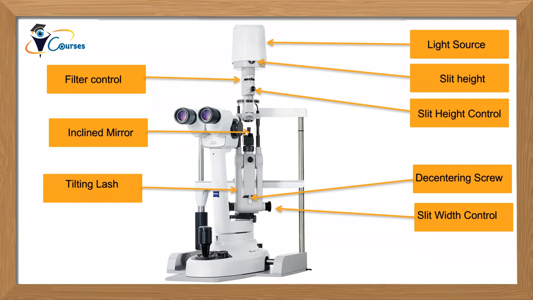And then this is an inclined mirror, so that when the light falls down from above, passes through the filters, and then passes through the slit, it will reflect from this mirror to the patient's eye. There is here a decentering screw, and we will tell what the value of this decentering screw is in a few minutes. And this is a tilting lever that can be tilted, and I will also tell you what its value is. And this is the slit width control, with which we control the slit width.